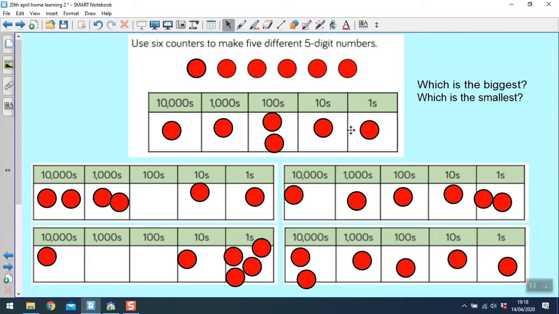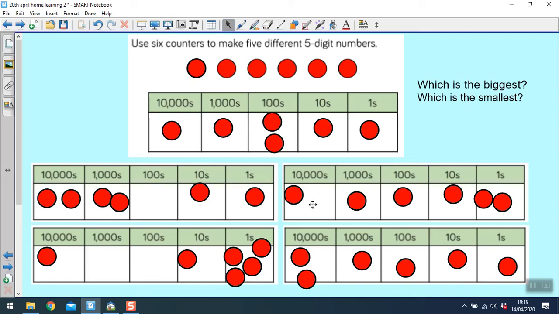Okay, so looking at my numbers that I've made, which is the biggest number? So my biggest number is going to be one of the numbers that's got 2 counters in its tens of thousands. So both of these have got 2 counters in the tens of thousands. So I've now got to look at the thousands column. This one's got 2 thousands, this one's only got 1,000, which means that this number here is the biggest number, which is 22,011.